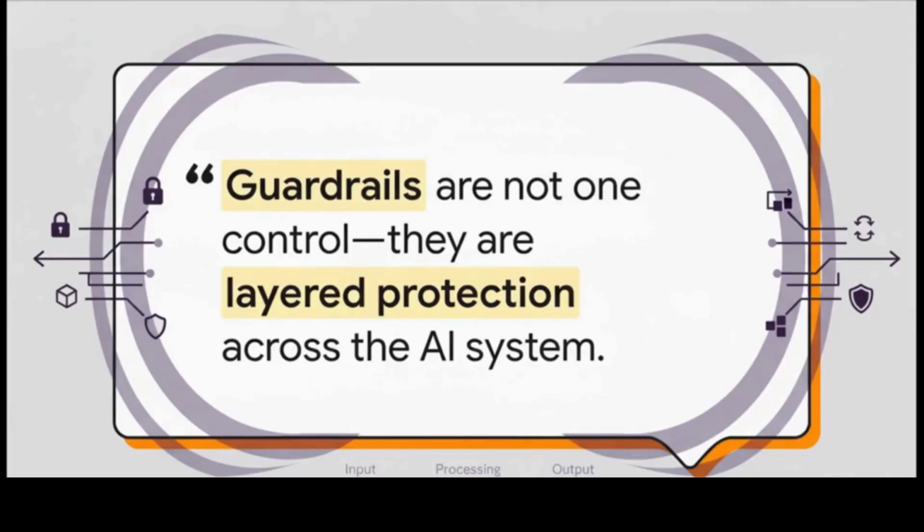And that really brings us to the biggest takeaway of this whole thing. Guardrails are not one single control. It's not one switch you can flip. Nope. Real effective AI security comes from layered protection, with all these different controls working together across the entire system, from the very beginning at the input all the way to the end at the output.